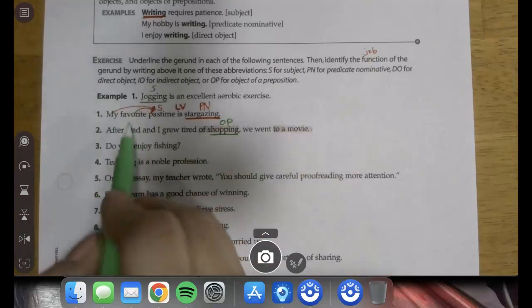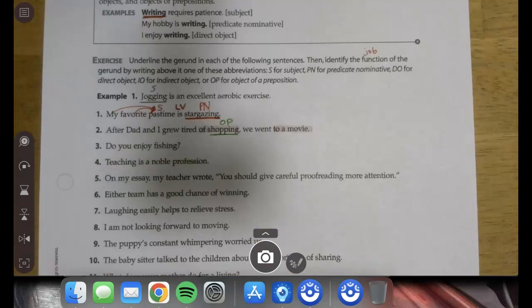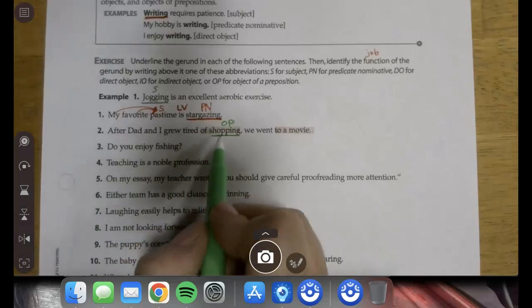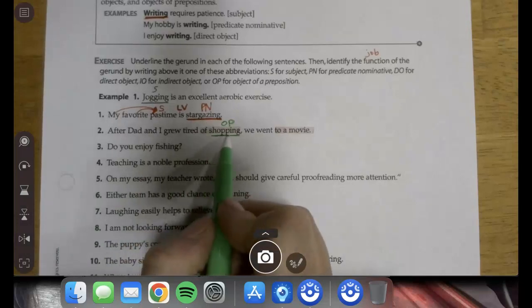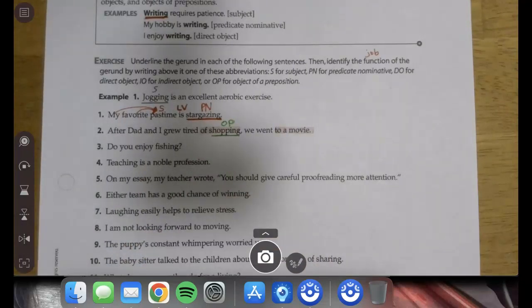And I really don't need to go through on this particular sentence and figure out any more of that. Our focus today is really just looking for gerunds, identifying them, and figuring out their job.